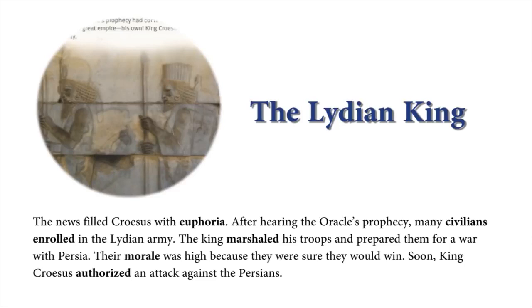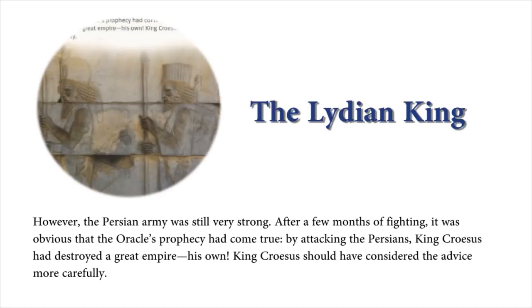The king marshaled his troops and prepared them for a war with Persia. Their morale was high because they were sure they would win. Soon King Croesus authorized an attack against the Persians. However, the Persian army was still very strong. After a few months of fighting, it was obvious that the oracle's prophecy had come true. By attacking the Persians, King Croesus had destroyed a great empire, his own. King Croesus should have considered the advice more carefully.